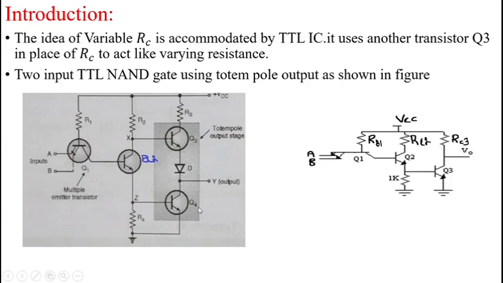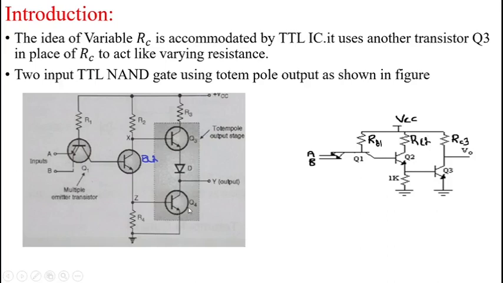And coming to the output stage. This output stage consists of this R3, this transistor Q3, the diode D, and the Q4 transistor. This combination we call the totem pole output stage. So with the help of this totem pole output circuit, we minimize the propagation delay of the TTL circuit. And in this circuit we use the diode for ensuring which transistor is on and which transistor is off, that is Q3 and Q4 transistors.